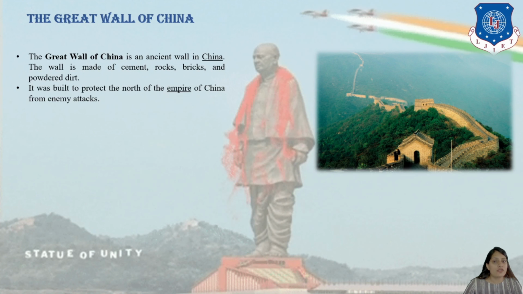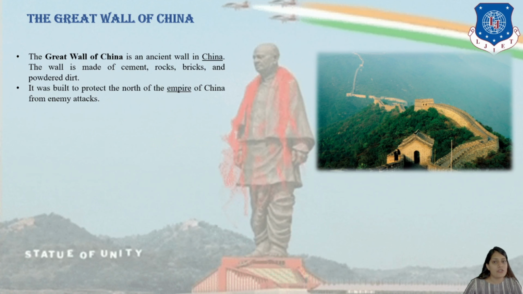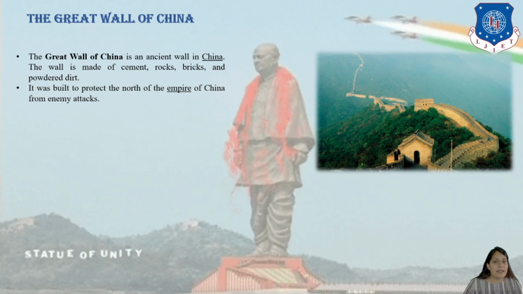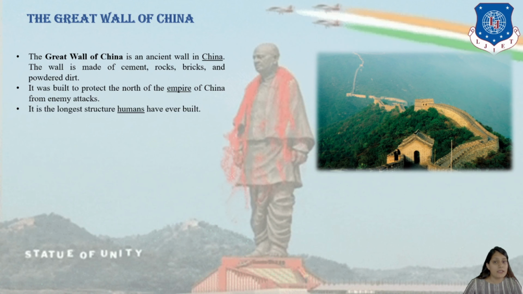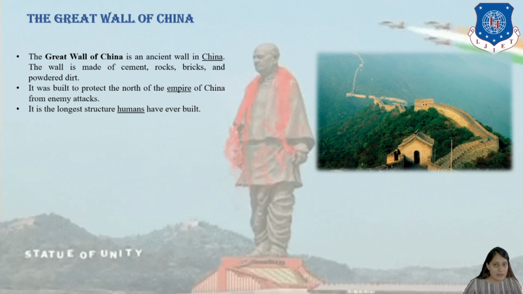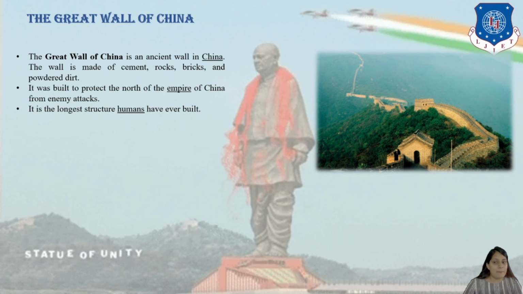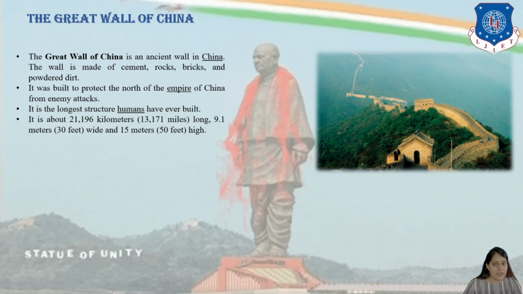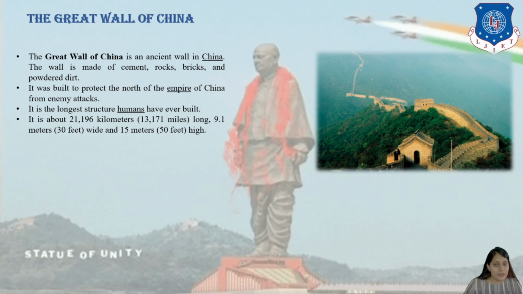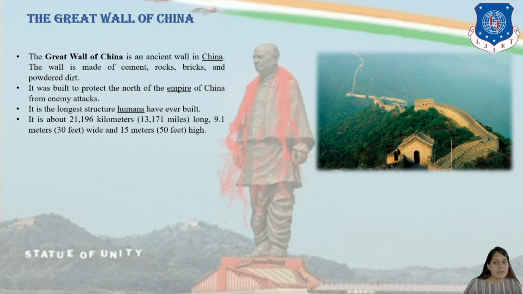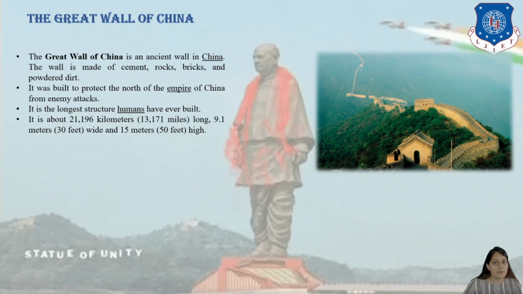The Great Wall of China was constructed for Chinese defense, right? Yes, they constructed this to maintain their state so that people would not attack them. That is why it was made. Powdered dirt was used inside it, and the construction is basically of stone and concrete. It was built to protect the Empire of China. So this is basically the longest structure built by humans. You can see here it is 21,196 kilometers, which is 13,171 miles, right?